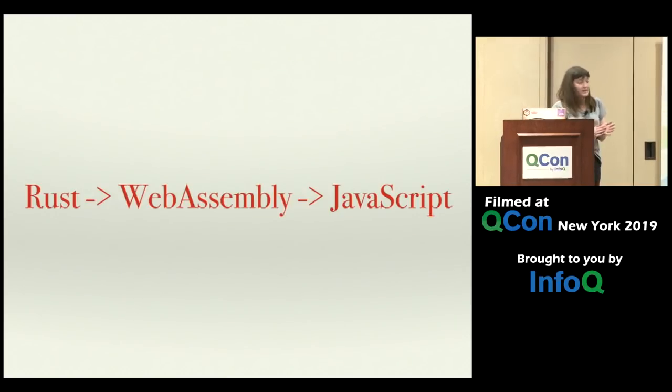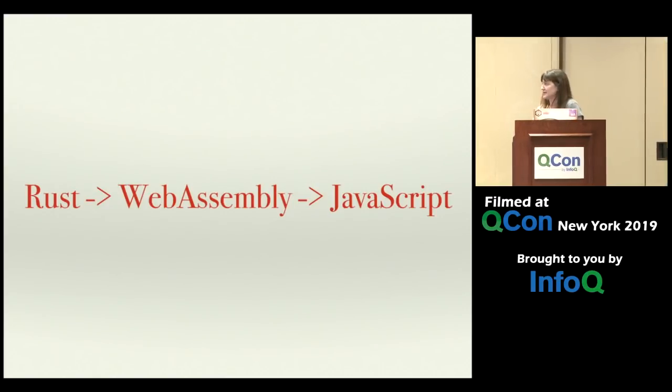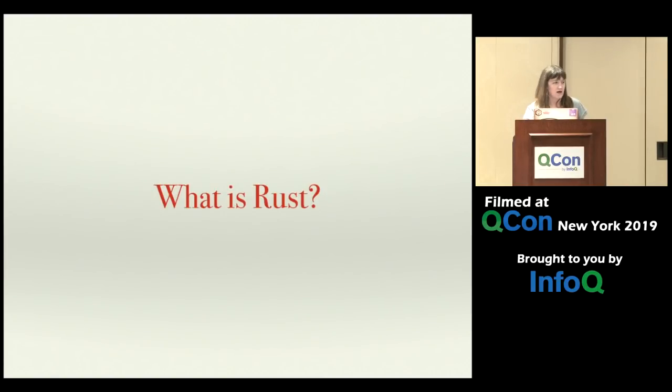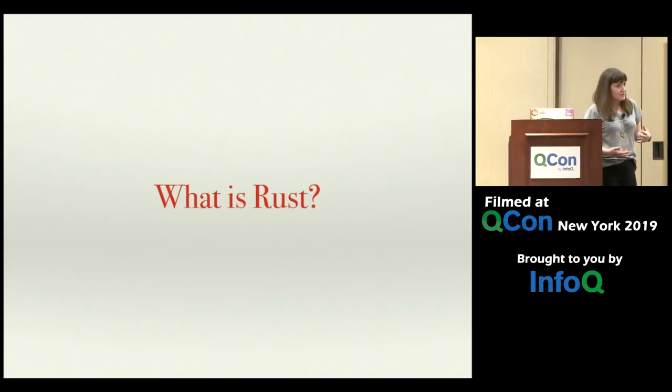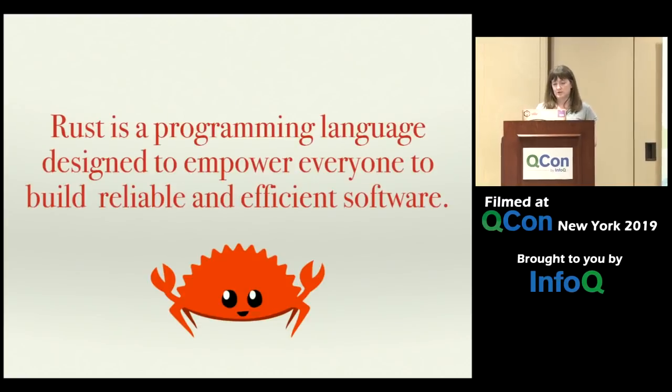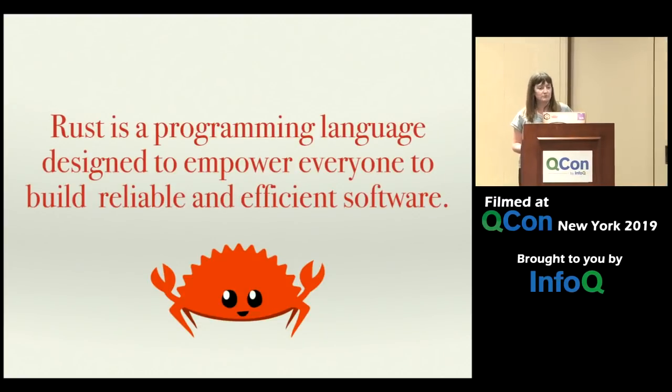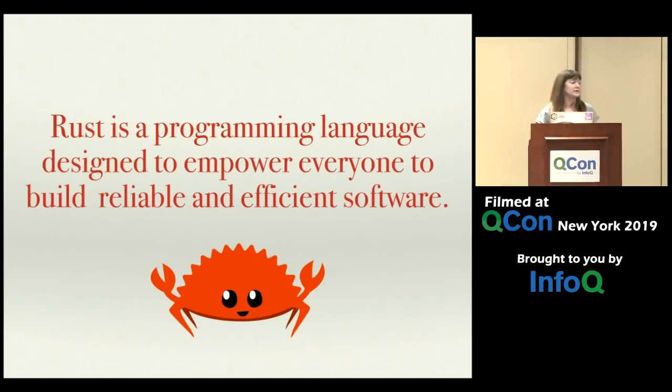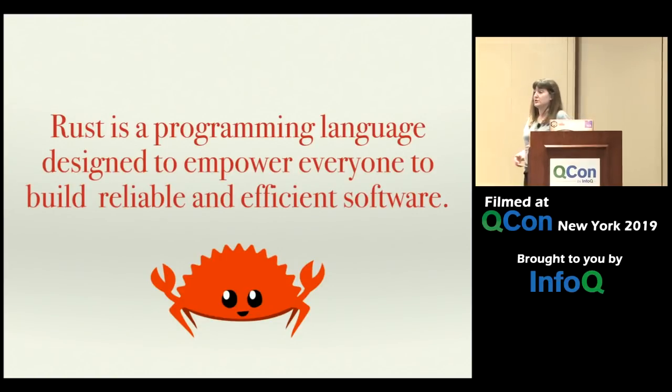So as I said, today we are going to talk about how we can connect all of these 3 things and make them live very happily together on the web, being very, very small and very, very fast. But before I do this, I think it's probably important to explain what some of these technologies are. So what is Rust? On its website, Rust declares itself as a programming language designed to empower everyone to build reliable and efficient software.